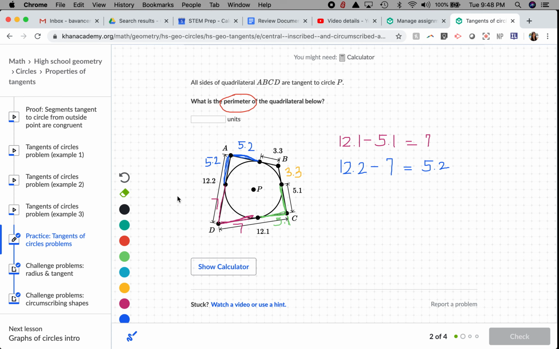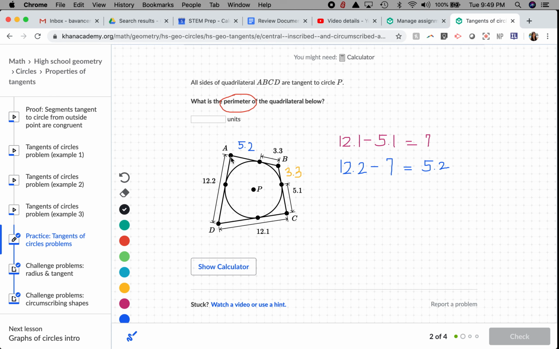I'm going to clean up the drawing a little bit, get rid of all unnecessary measurements to make it clearer for us when we add everything to find the perimeter. Okay. So now we have all the measurements that we need to be able to find the perimeter. All we got to do now is add all of these up. So let's start with this small segment.